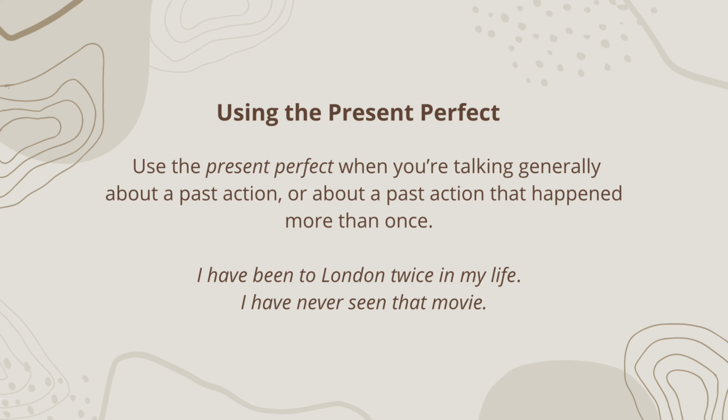Now, we use the present perfect when we're talking generally about a past action, or we're talking about an action that happened more than one time. For example, I've been to London twice in my life. I have been is the present perfect, and we're using the present perfect because this action happened twice. It happened 2 times, it happened more than once, so we have to use the present perfect. I have been to London twice in my life.